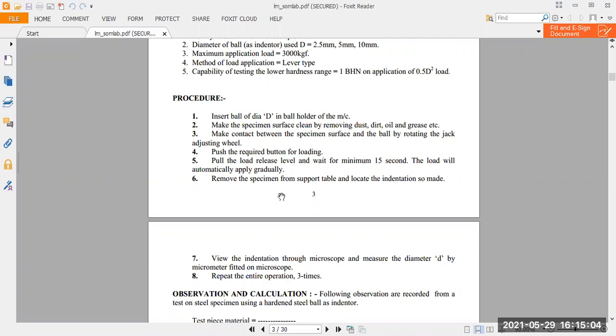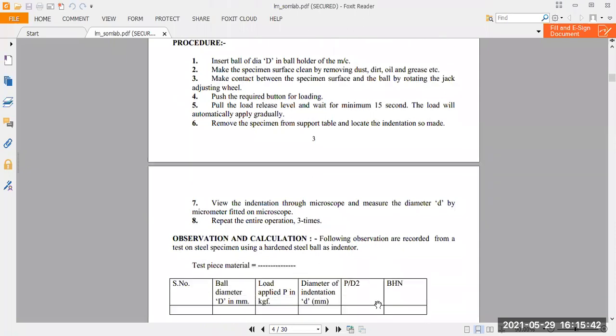Remove the specimen from the support table, locate the particular indentation we have made, view the indentation through the microscope and measure the diameter small d with the diameter micrometer fitted to the microscope. The microscope has an inbuilt scale with an accuracy of 0.01 millimeter, with which you can measure the diameter d of the impression. Then repeat the entire operation 3 times. We make 2 to 3 impressions on the same material, and we do it on different materials and at different places. What is the observation?